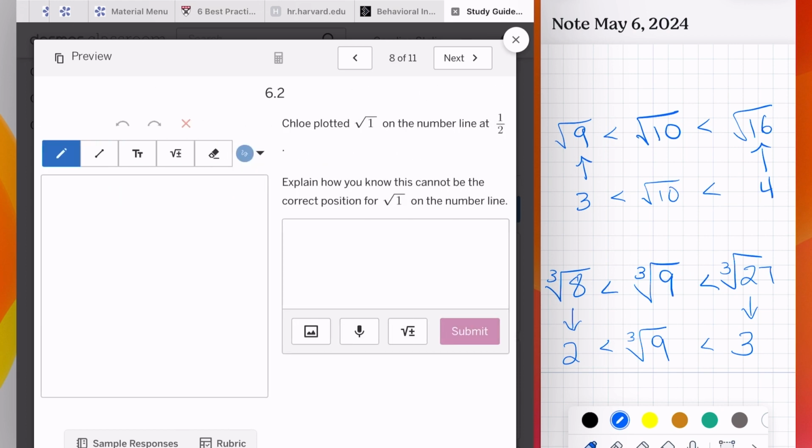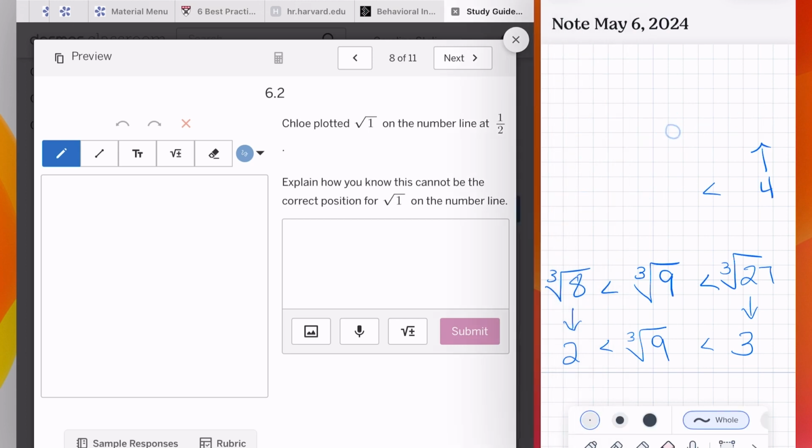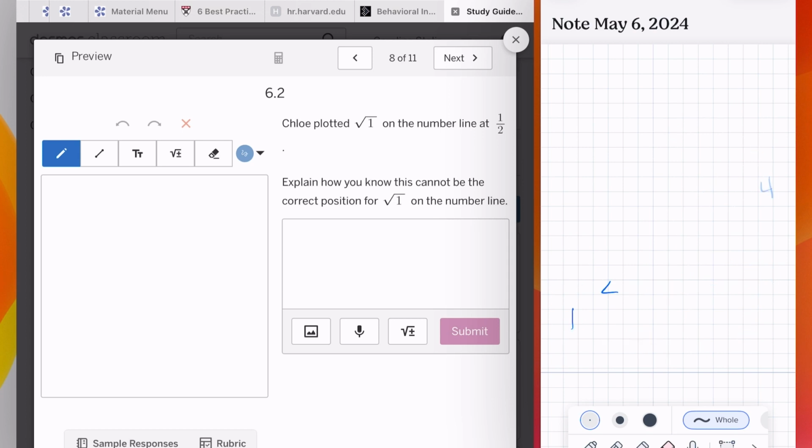All right, 6.2. So this is related to what we just did. Chloe plotted the square root of 1 on the number line at a half. Explain how you know this cannot be the correct position for the square root of 1. Okay, so we're going to prove why this 1/2 is wrong.